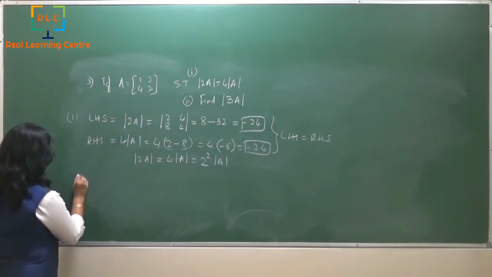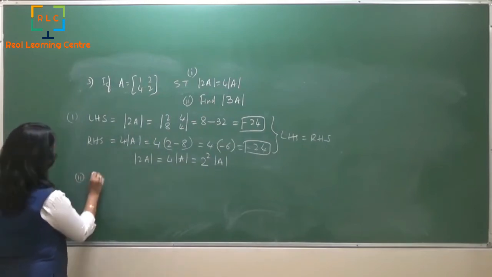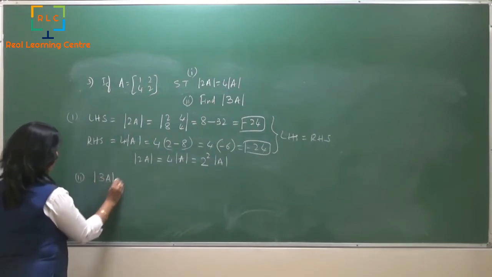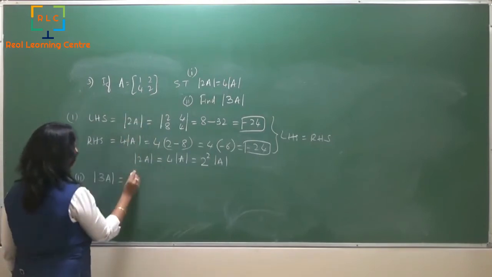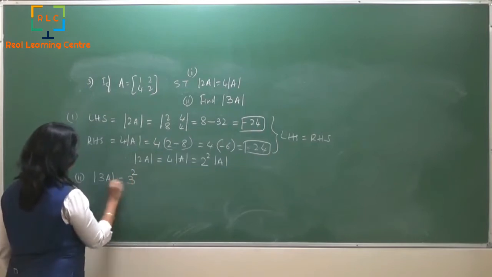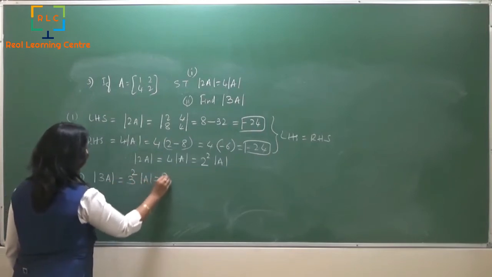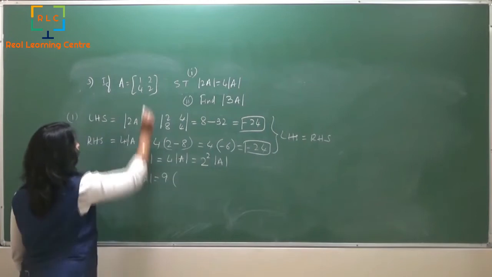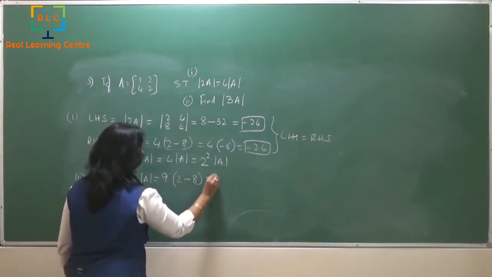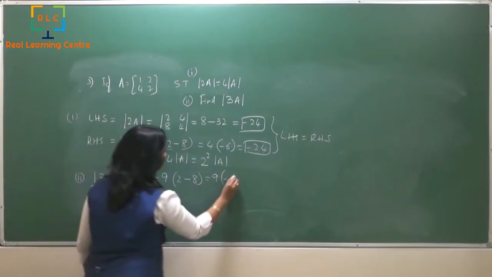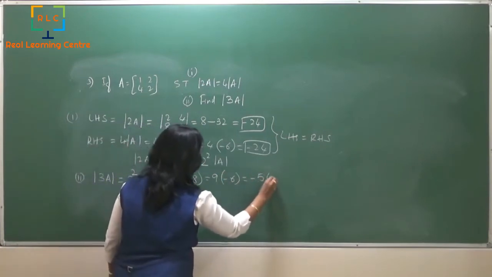So now let's go to the sub question number 2, and I shall directly find out determinant of 3A is equal to 3 power order. What is the order of the matrix? 2. So 3 square into determinant A. So this is equal to 9 into, I shall pull out the determinant, 2 1s are 2 minus 4 2s are 8, which is equal to 9 into 2 minus 8 is minus 6. So you got minus 54.